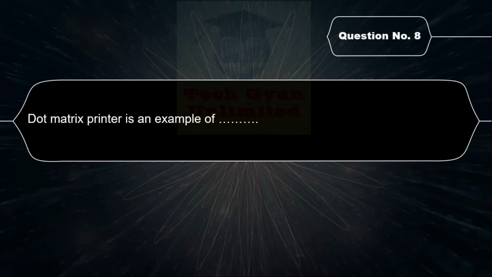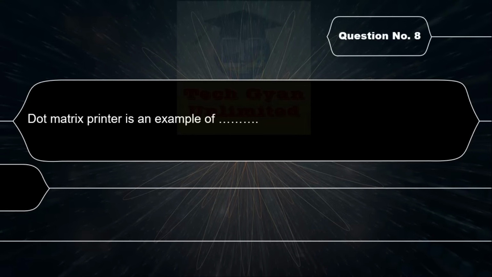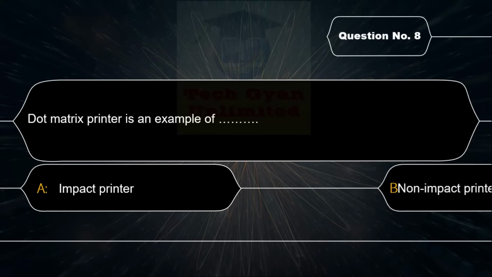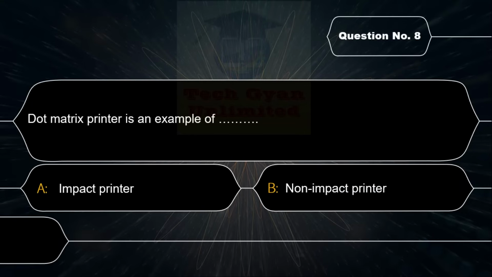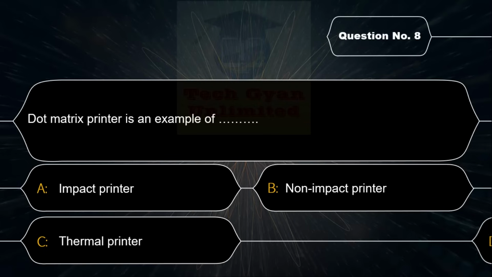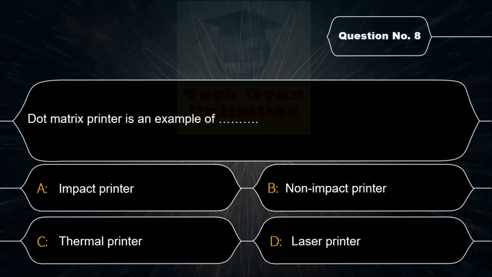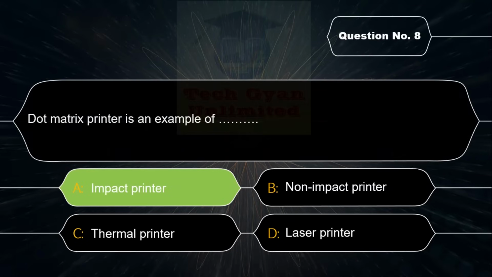Dot matrix printer is an example of option A, impact printer, option B, non-impact printer, option C, thermal printer, option D, laser printer. Correct answer is option A, impact printer. Dot matrix printer is an example of impact printer.